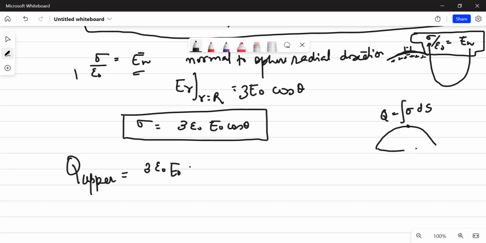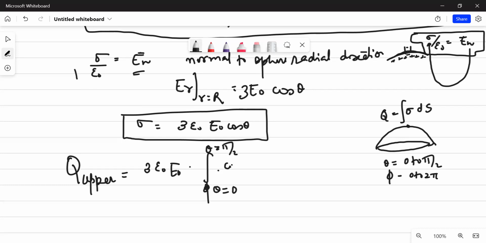If I'm talking about the hemisphere, I know that theta varies from 0 to pi by 2, and phi varies from 0 to 2 pi. So I would simply integrate: theta from 0 to pi by 2, cos theta sin theta d theta, and phi integration from 0 to 2 pi, d phi. Is that clear or is that not clear at all?